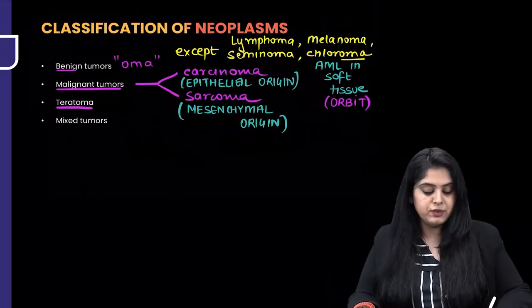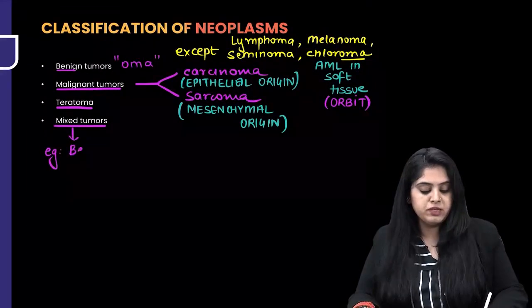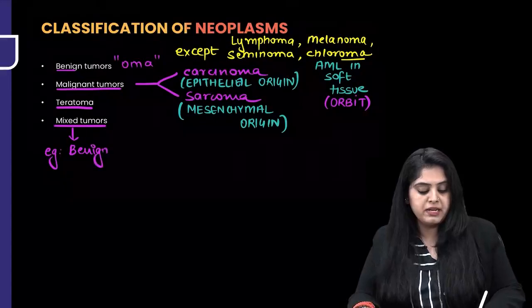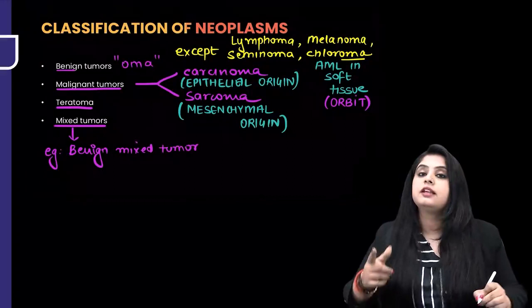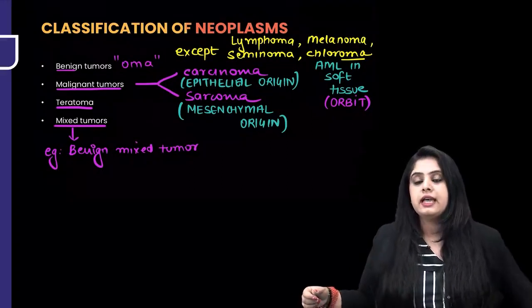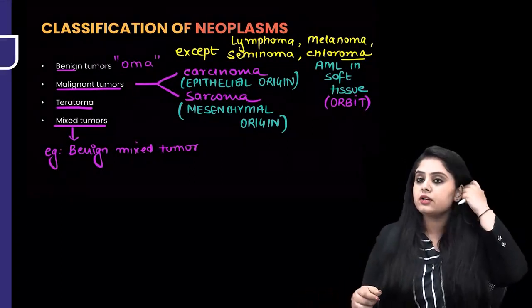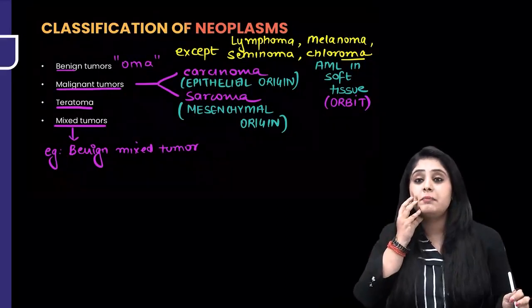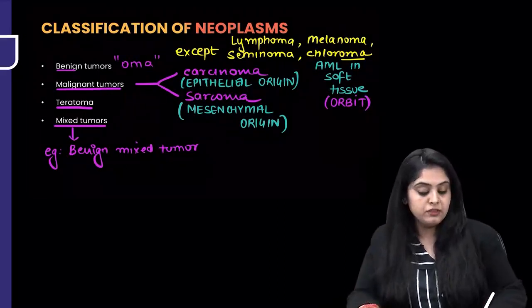Now I come to the last one, mixed tumors, and I'll give you the best example for a mixed tumor. You might have studied something called benign mixed tumors in surgery. I'll give you a hint: salivary gland chapter. Does anything come to mind? Salivary, parotid, what do you remember? So please note, pleomorphic adenoma.